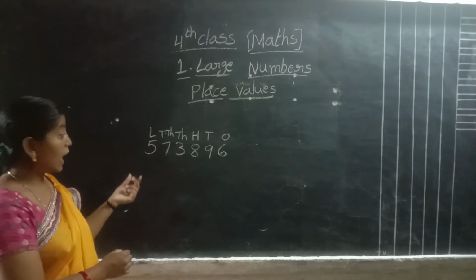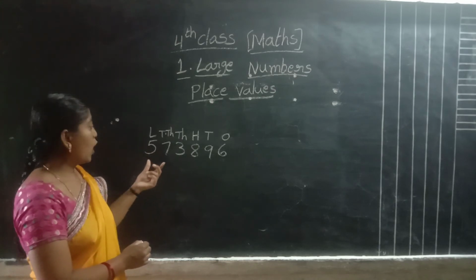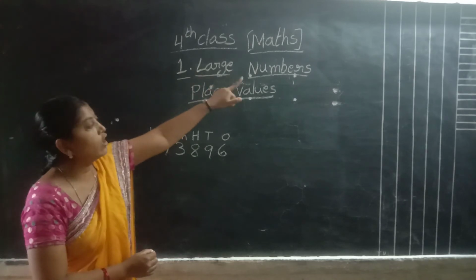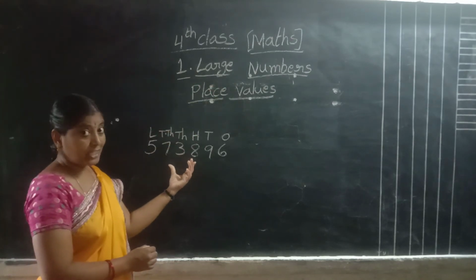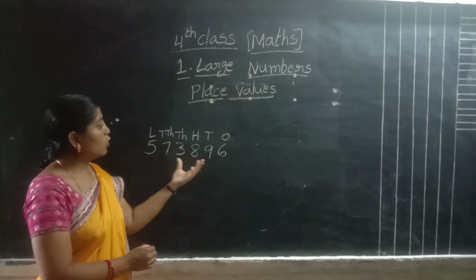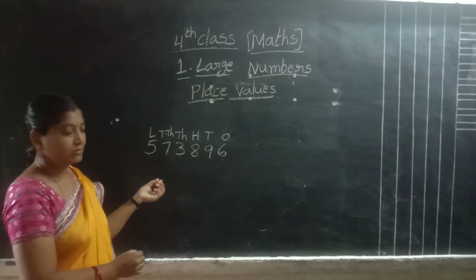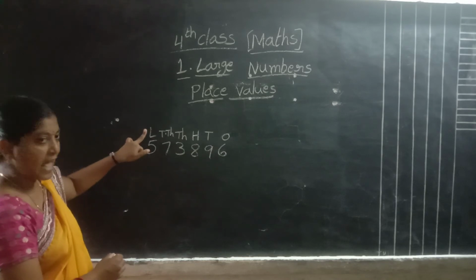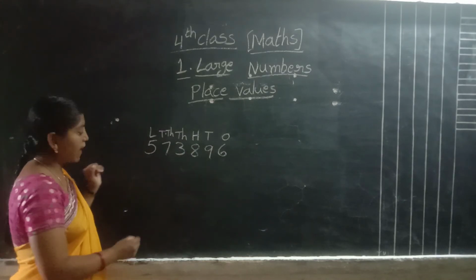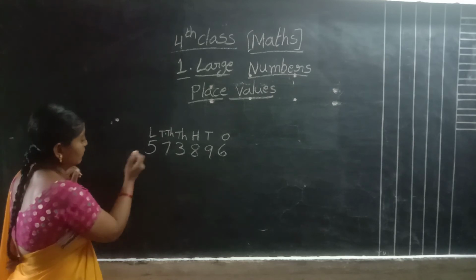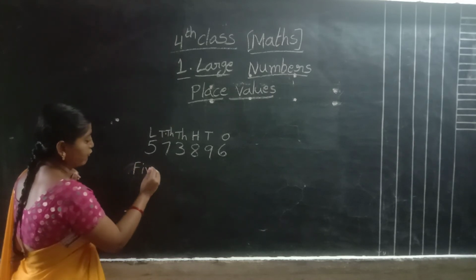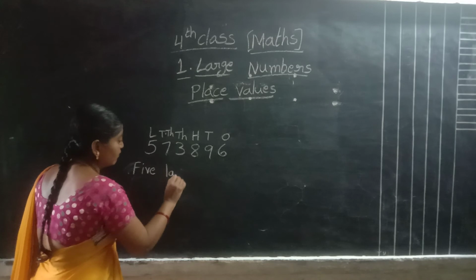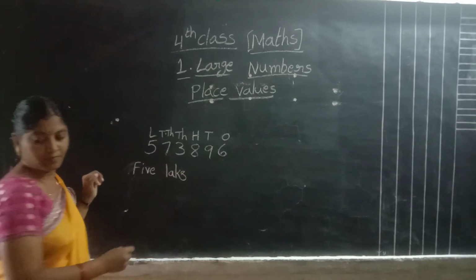How to read it? How to write the number name? Big number, large number. What is the first chapter? Large numbers. So how to write this number name? Very easy. 5 in lakhs place. Write the number name of 5: five. What place is 5 in? Lakhs place. So, 5 lakhs.